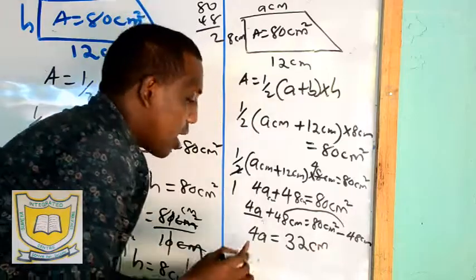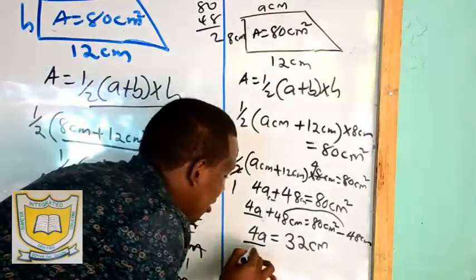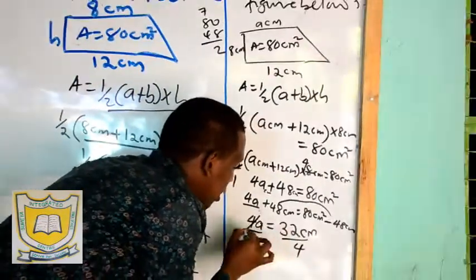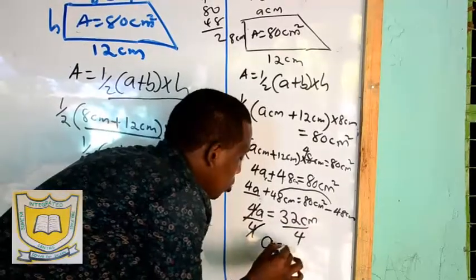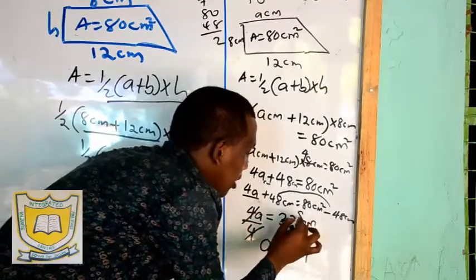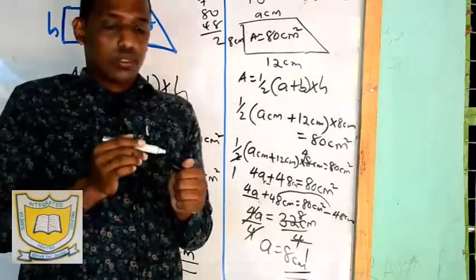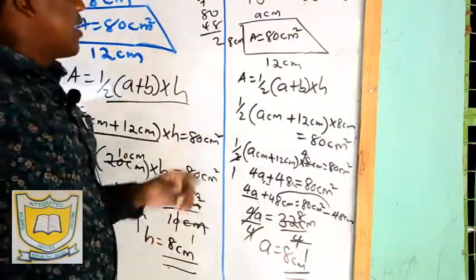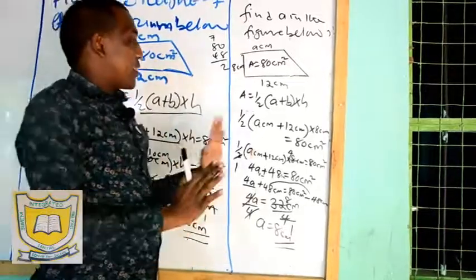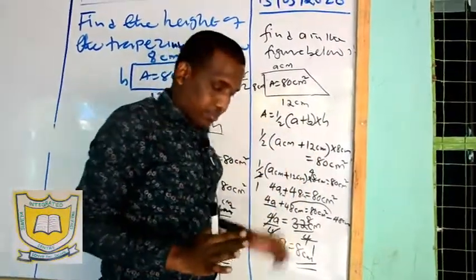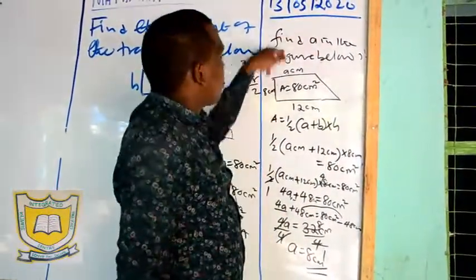I want to get the value of A. Over 4, over 4, cancel, cancel. A is equal to by 4, 1, by 4, 8. So A is equal to 8 centimeter. That's how we get the value of A. It's just a matter of following the formula. You are told find A.